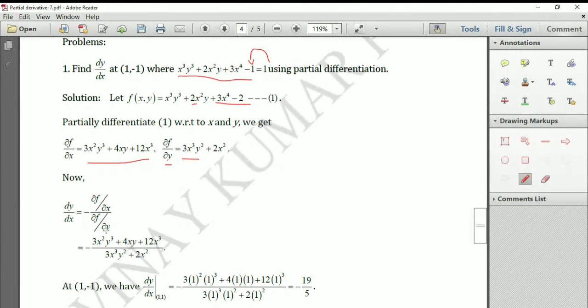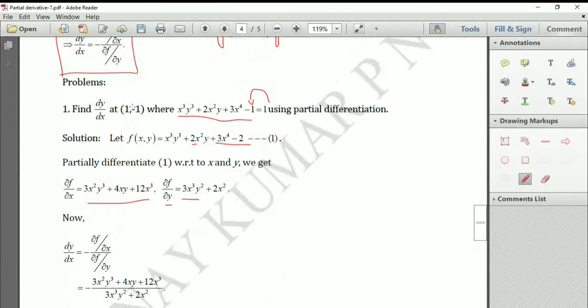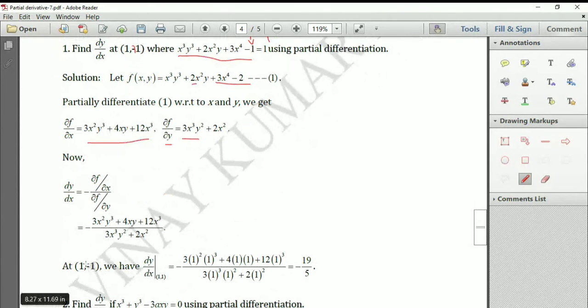Now substitute that in this formula, dy by dx equal to minus dou f by dou x divided by dou f by dou y. But we want the answer at 1, 1, not minus 1, 1. This is plus 1, 1. That means your x value is 1 and y value is 1. At that point, you want to find the slope of the tangent of the function y. Let us substitute x equal to 1 and y equal to 1. You'll get minus 19 by 5. That is the slope of the tangent drawn at the point 1, 1.